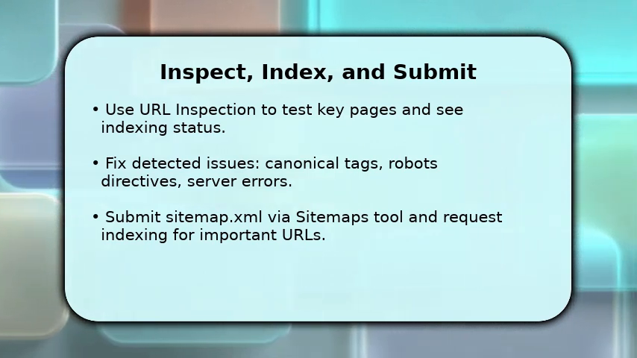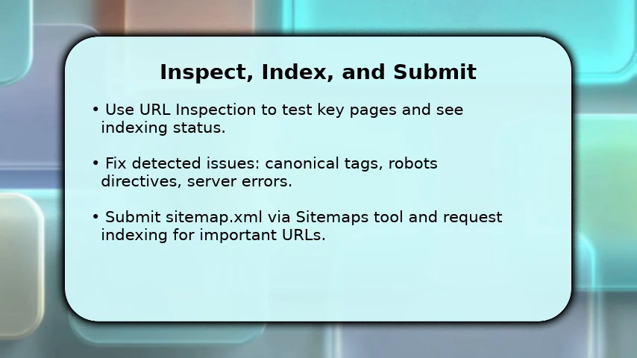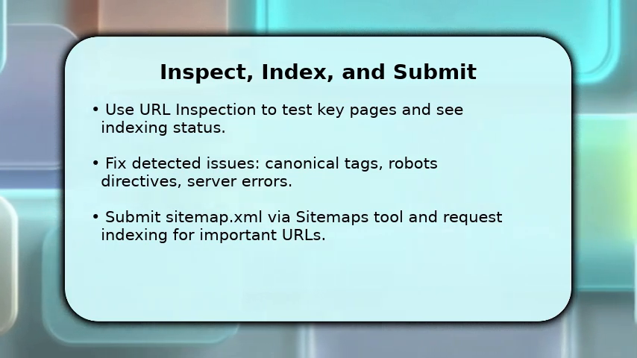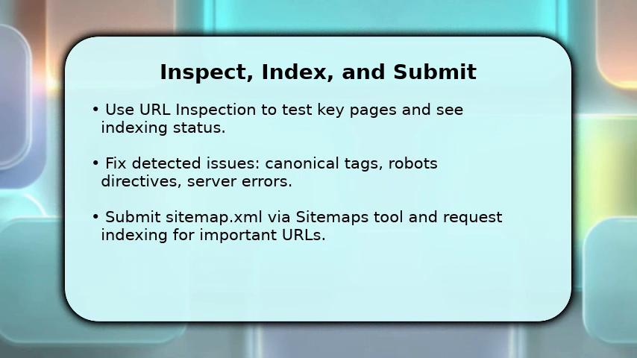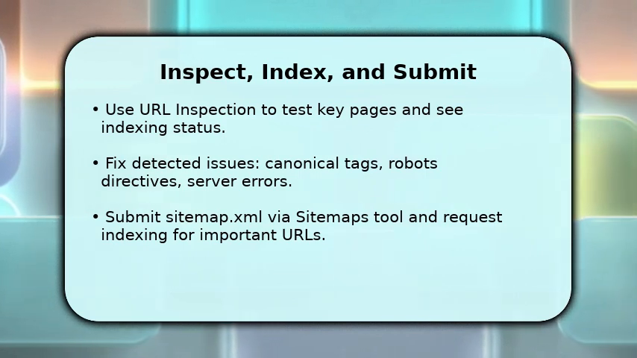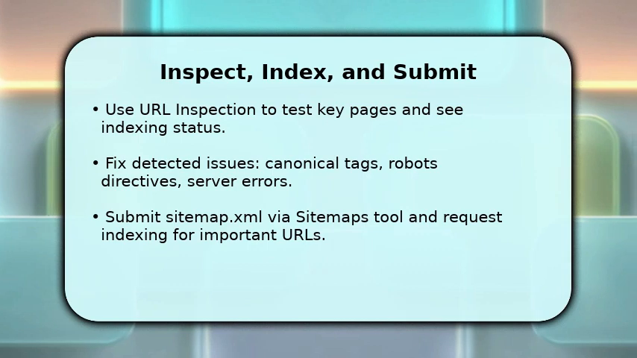Next, generate or update sitemap.xml and submit it in the sitemaps section. This tells Google your site structure and priority pages. Finally, request indexing for newly fixed or high-value pages, and monitor the coverage report.